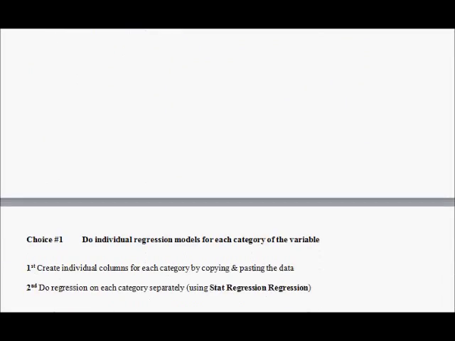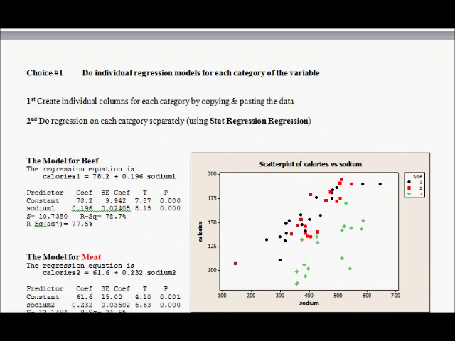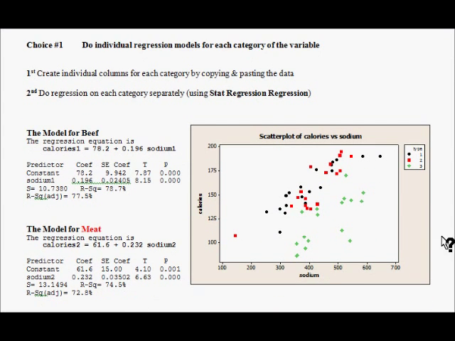So the first choice, if we're going to do regression on this data, is, like I said, do individual regression models for each category. So what you're going to do is you first create individual columns for each category by copying and pasting the data. Or there's also in Minitab at least something called unstack. We can unstack the data, where that'll create the columns for us. Then do regressions on each category separately.